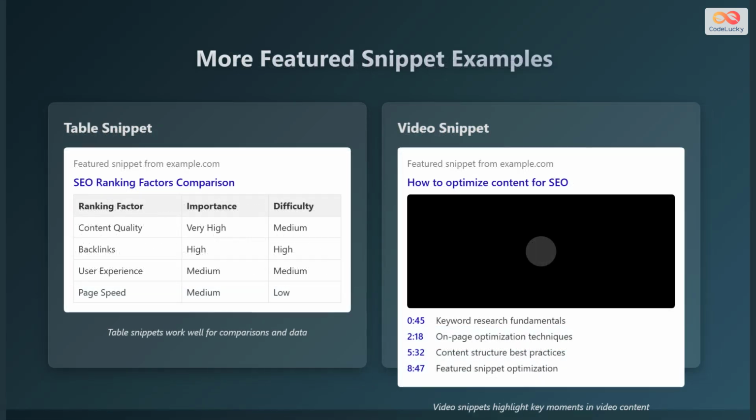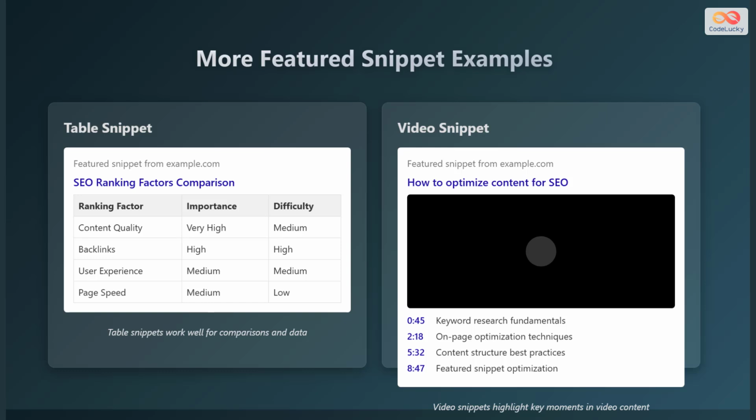Let's explore more featured snippet examples. Another common type is the table snippet. This features data organized in rows and columns, pulled directly from a web page. Table snippets are great for displaying comparisons.